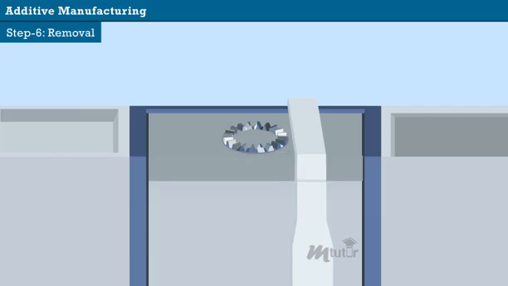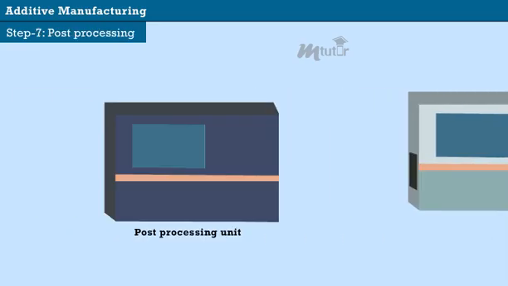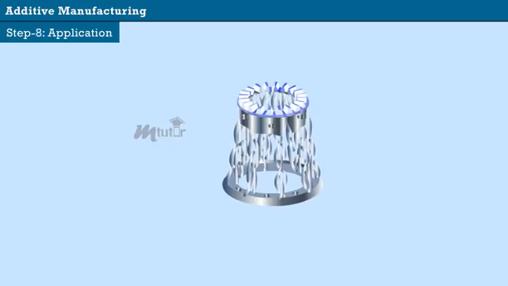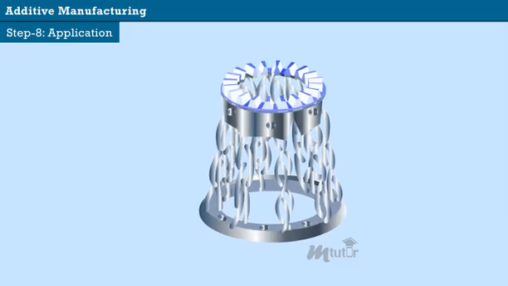Step 6. Removal. Once the AM machine has completed the build, parts must be removed after the removal of interlocks. Step 7. Post-processing. Once the parts are removed from the machine, they need to be cleaned up before they are ready to use. Step 8. Application. Parts created are now ready and acceptable for usage.